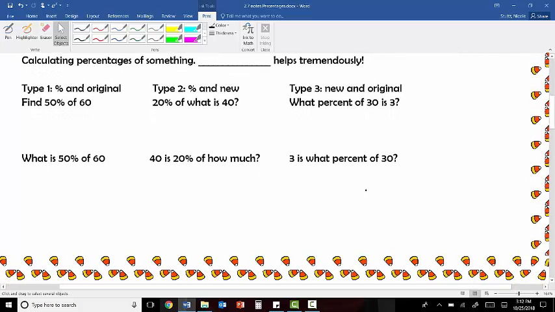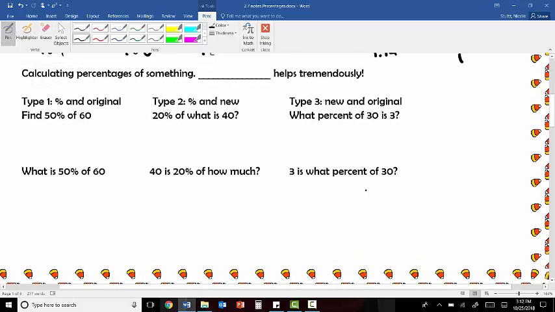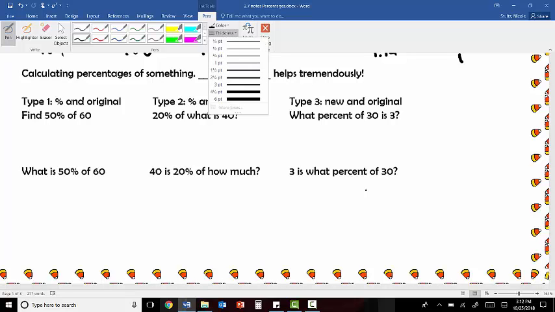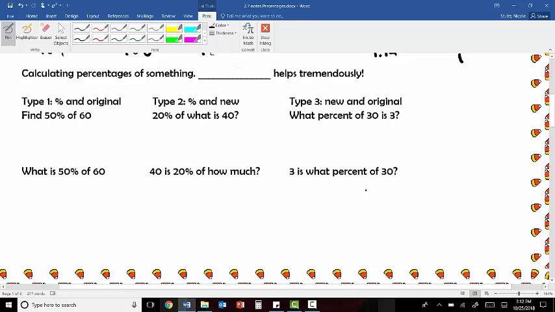What we're going to start doing is translation problems, just practicing them by hand and making sure that we can handle that. The first thing you need to know is when you calculate percentages of something, translation helps tremendously.